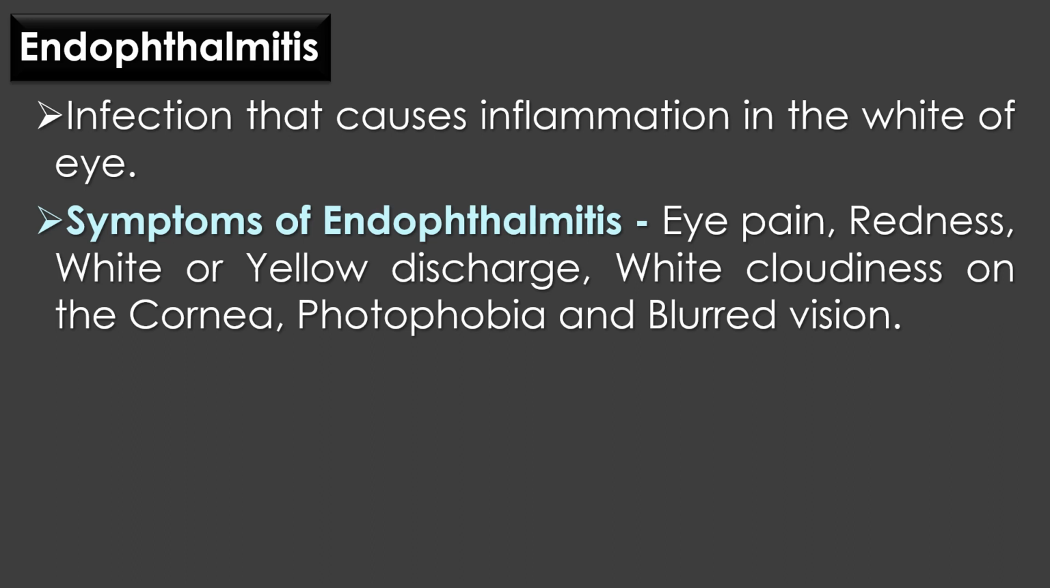The fifth clinical disease caused by the Klebsiella pneumoniae is endophthalmitis. If Klebsiella pneumoniae is in the blood, it can spread to the eye and cause endophthalmitis. Endophthalmitis is an infection that causes inflammation in the white of the eye, and the symptoms of endophthalmitis include eye pain, redness, white or yellow discharge, white cloudiness on the cornea, photophobia, and blurred vision.